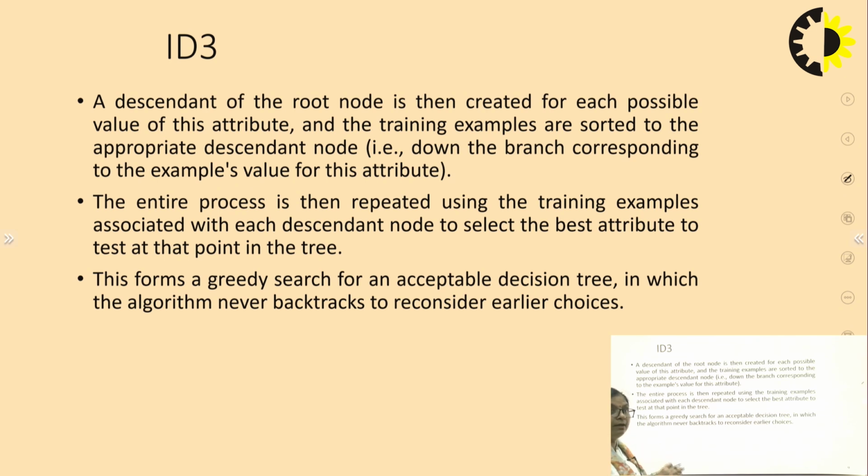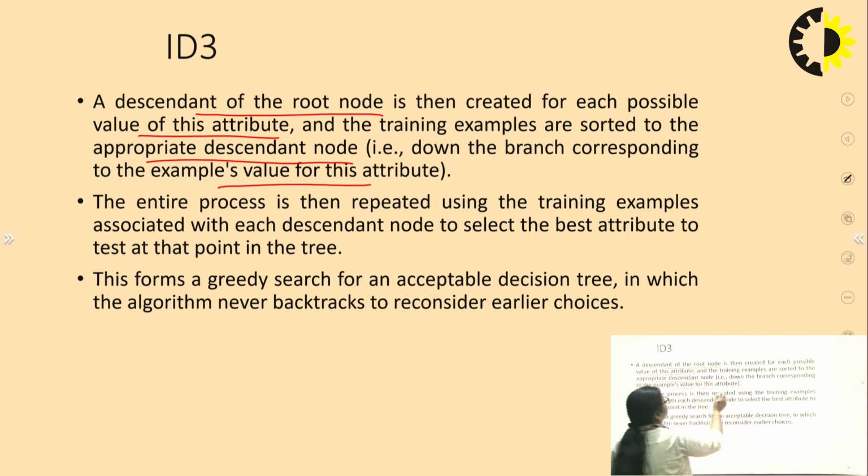Now, when we have decided the root node, we have to decide its descendants. A descendant of the root node is created for each possible value of this attribute, and the training examples are sorted to the appropriate descendant node, that is, down the branch corresponding to the example's value for this attribute. So we will take the value.